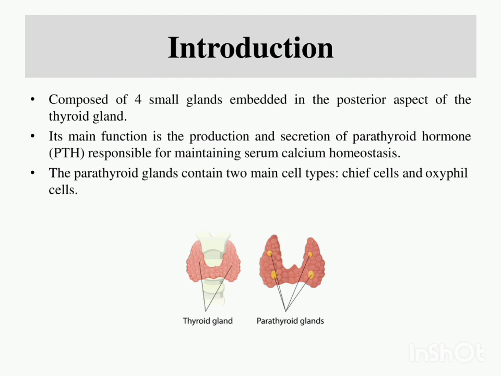Introduction. Parathyroid is composed of 4 small glands embedded in the posterior aspect of the thyroid gland. Its main function is the production and secretion of parathyroid hormone, PTH, responsible for maintaining serum calcium homeostasis. The parathyroid glands contain 2 main cell types, chief cells and auxophil cells.